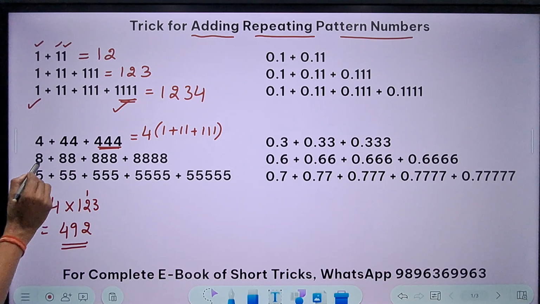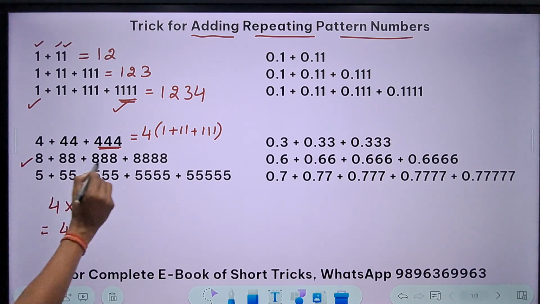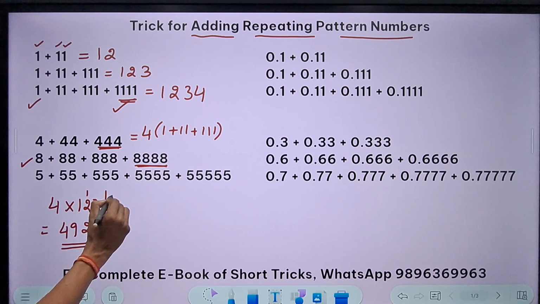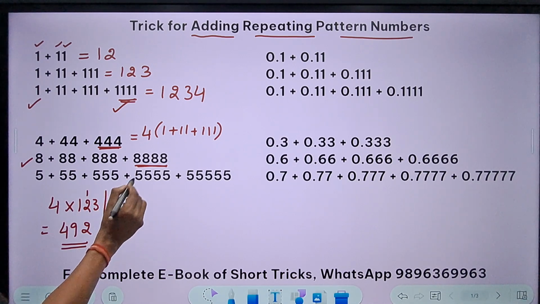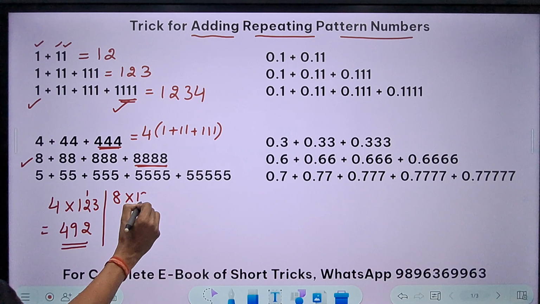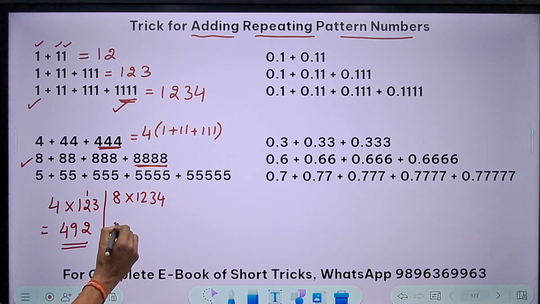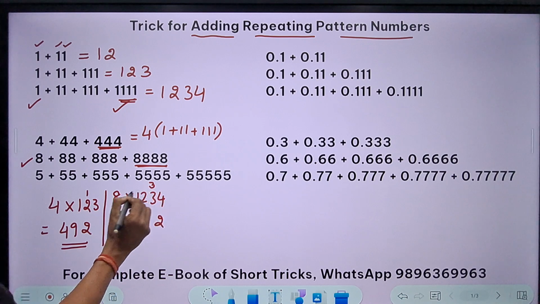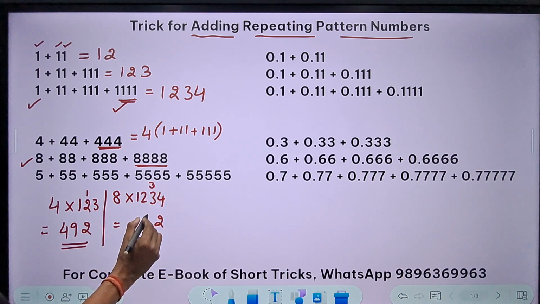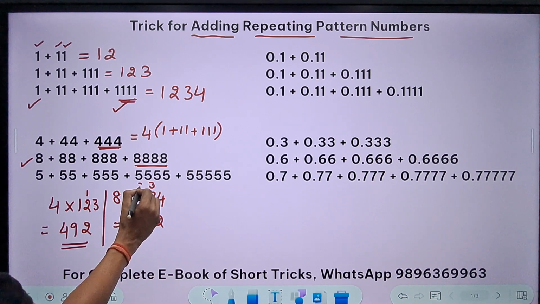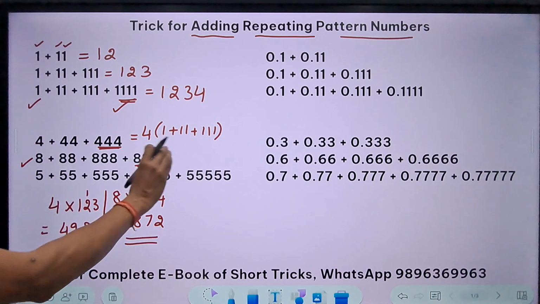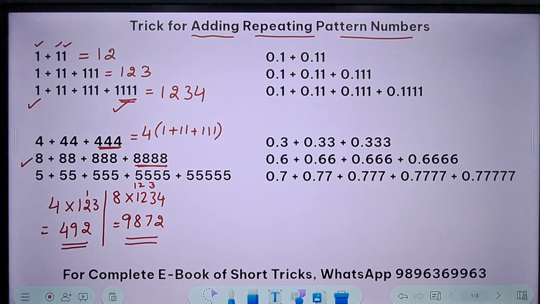Likewise, if you have 8s and at most we have 4 8s. So what are we going to do here now? We will do 8 times 1, 2, 3, 4, and just do the multiplication. 8 4s are 32. So 3, 8 3s are 24 plus 3 is 27. 7 and a 2. 16 plus 2 is 18. 8 and a 1 means 9. So 9872 is the sum of these 4 numbers.